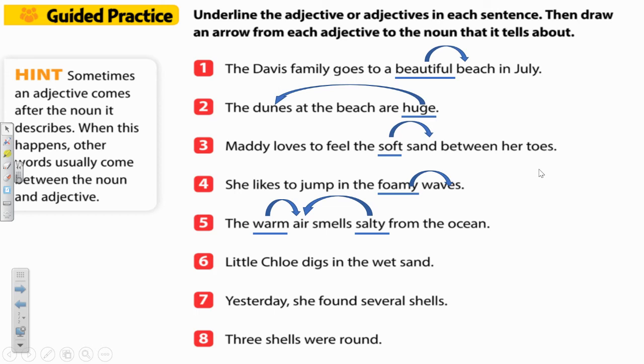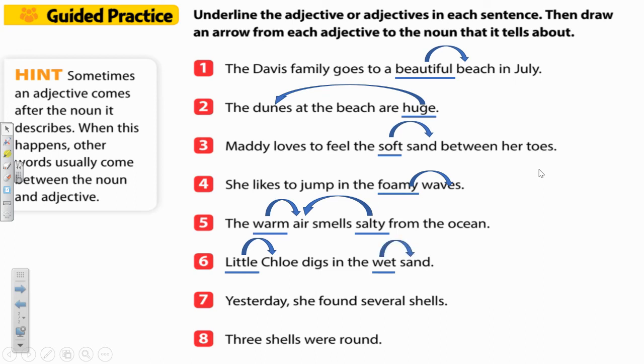All right, number 6. Little Chloe digs in the wet sand. I see 2 adjectives in this sentence as well. I see little and wet. Now, little is describing Chloe, and wet would be describing the sand.